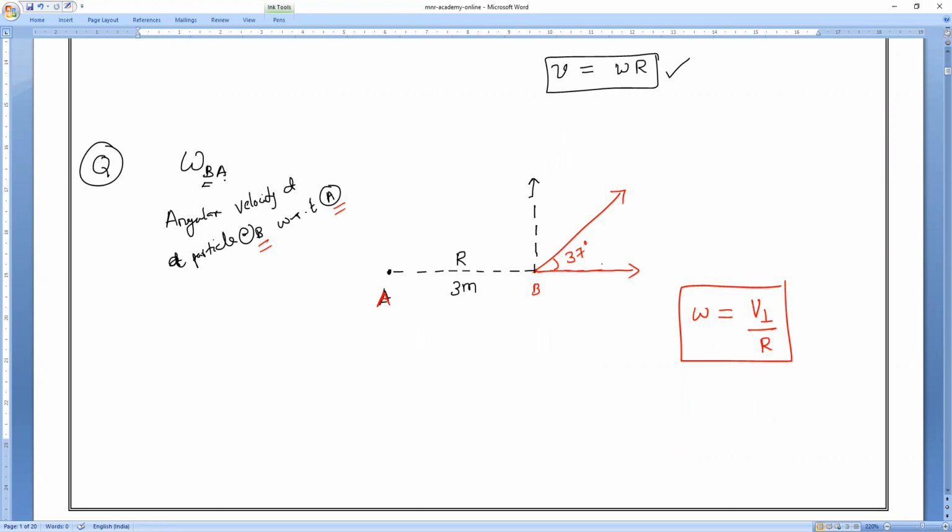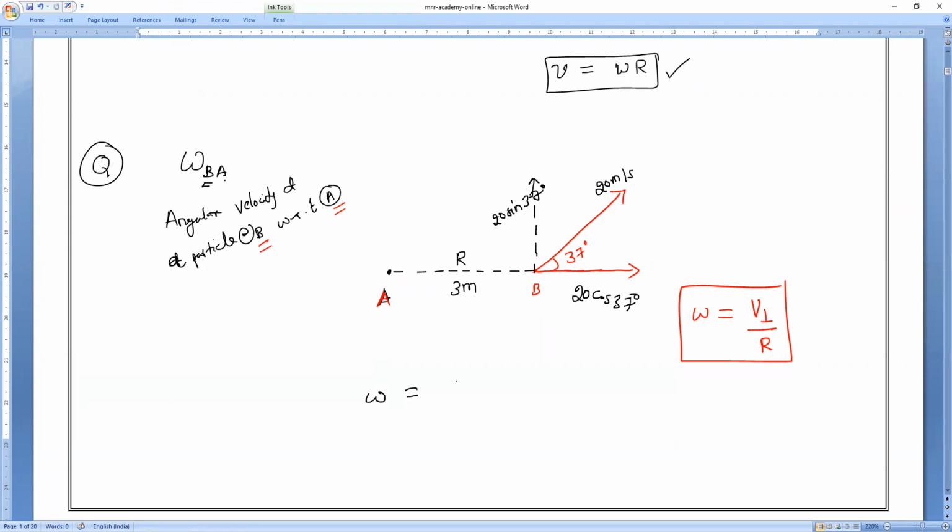Here is the 37 degrees, so what will come here? Let me take it is traveling with an initial velocity of 20 meters per second. Then apply components, we all know. So here what will come? 20 cos 37. And here what will come? 20 sin 37. So that is V perpendicular.